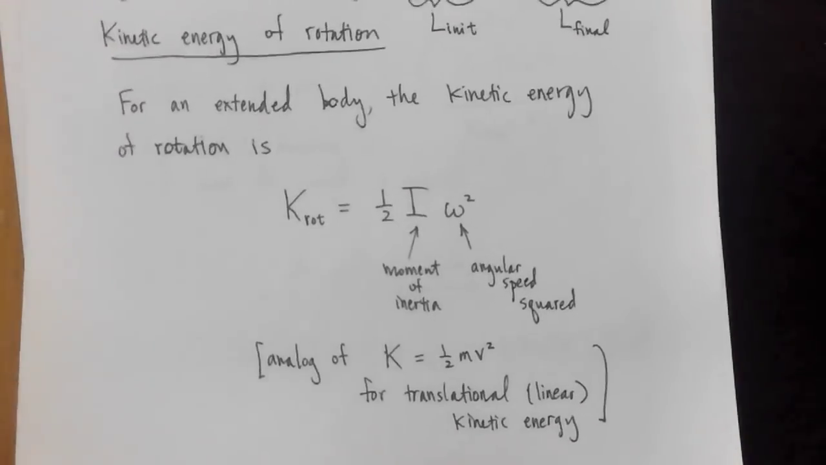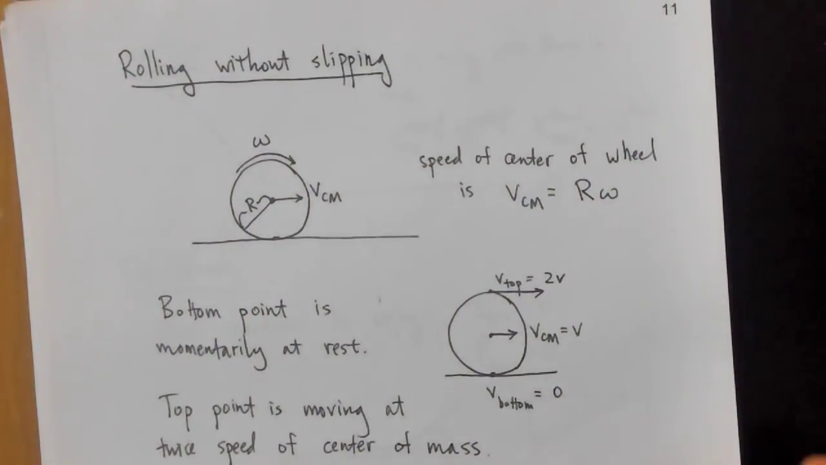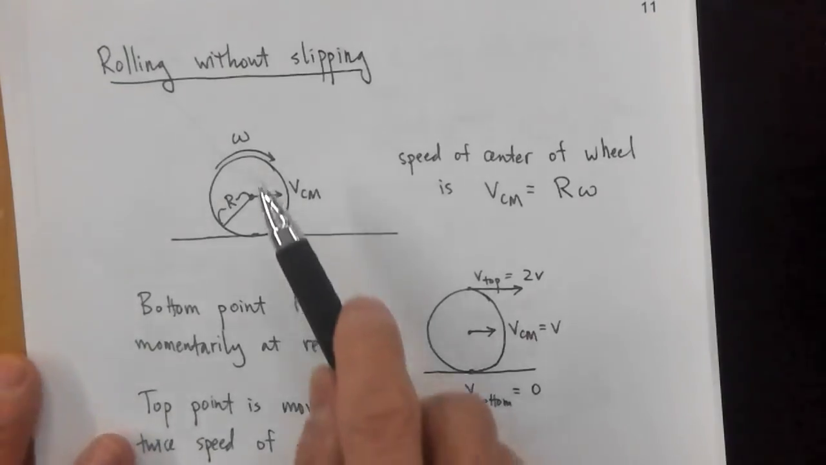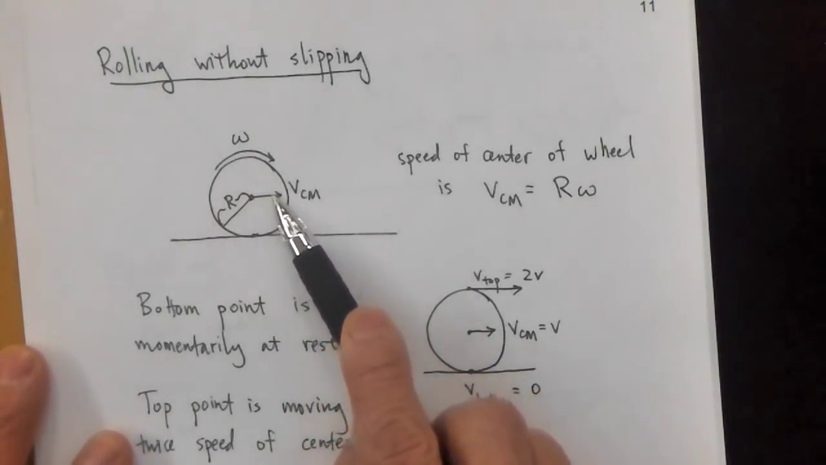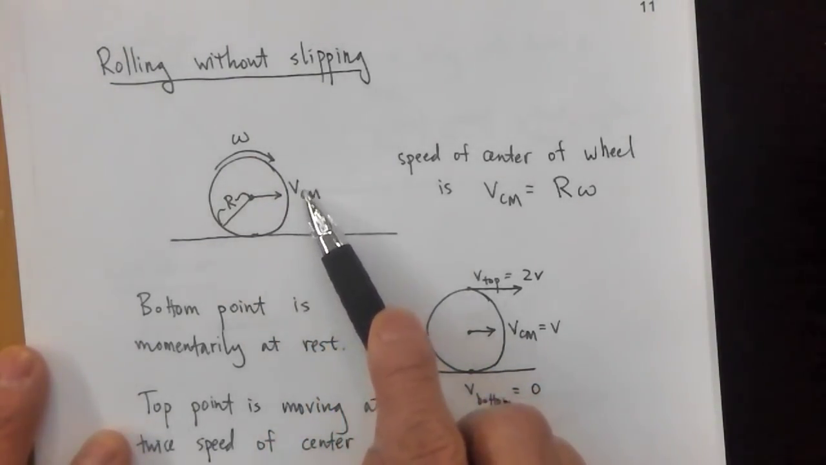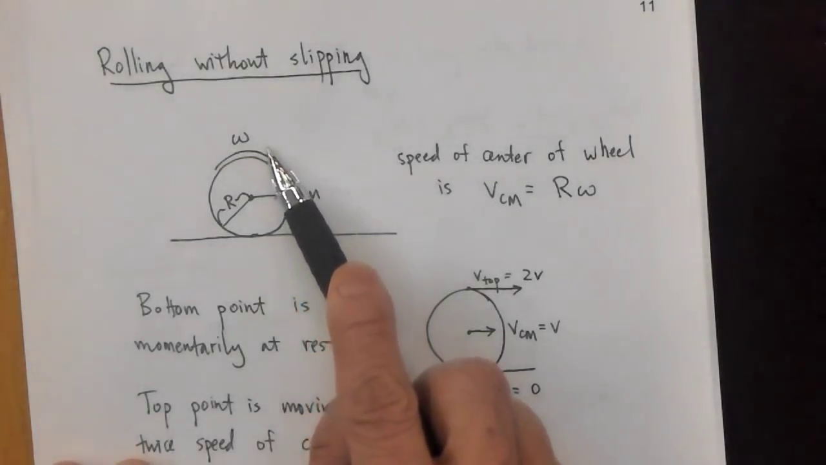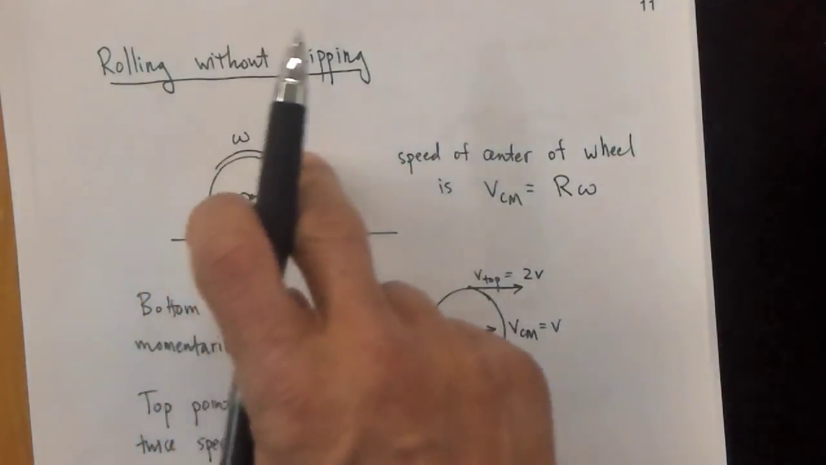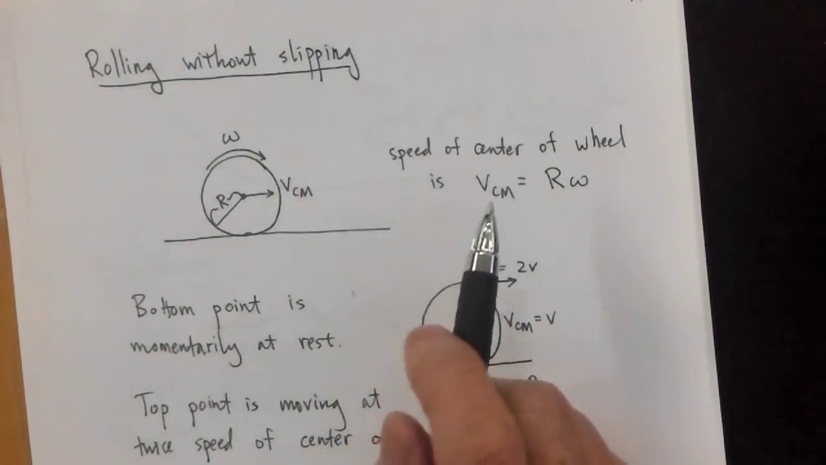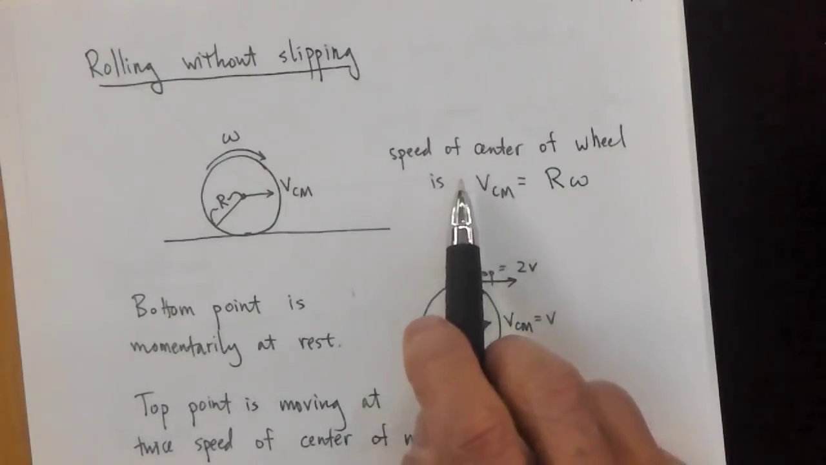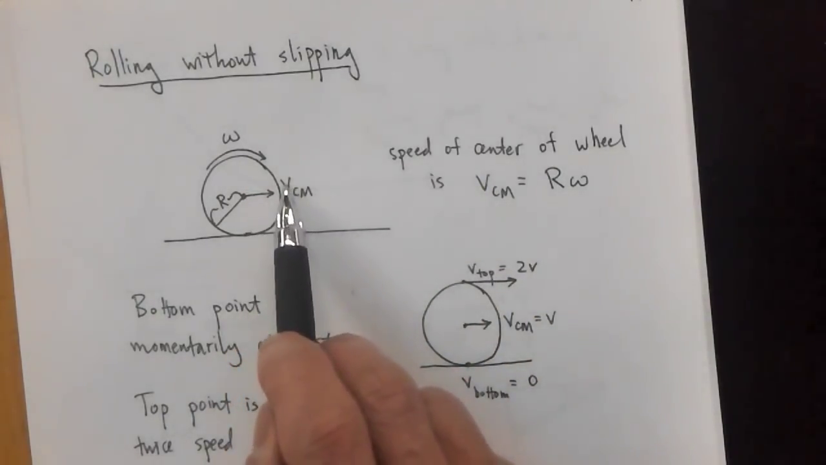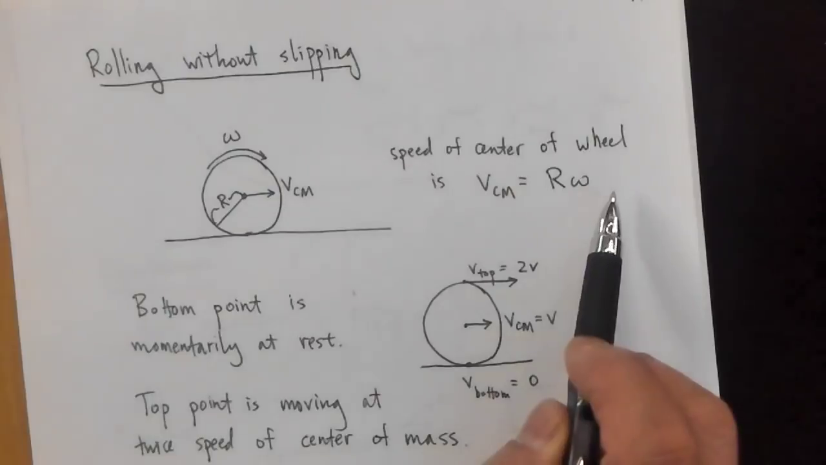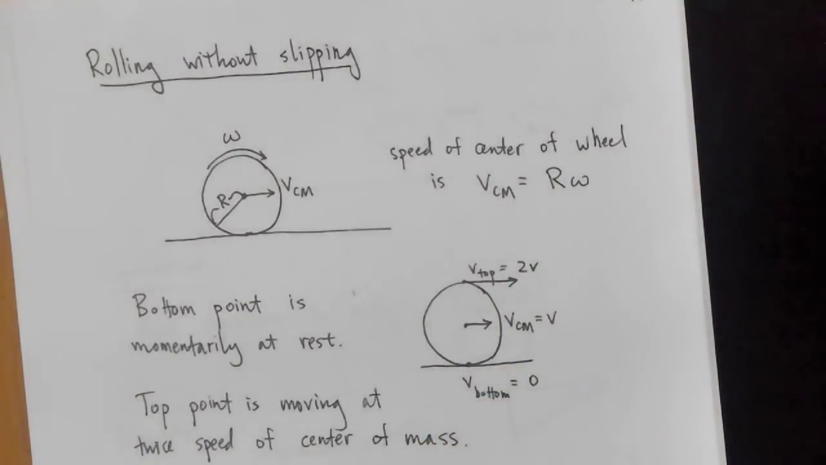Right. Now, if we have rolling without slipping, then we have the motion of the center of mass, V CM, CM for center of mass. And then we have this omega, the angular velocity. And so again, we have a very similar formula. The speed of the center of mass will be r times omega. It's the same formula as how fast the point on the rim is going.